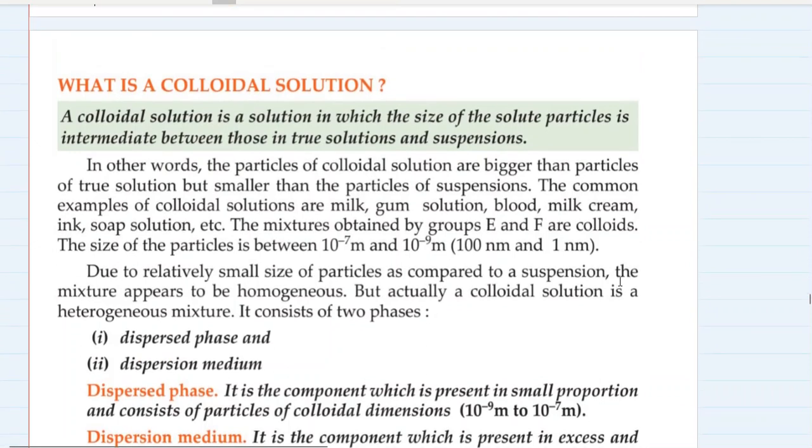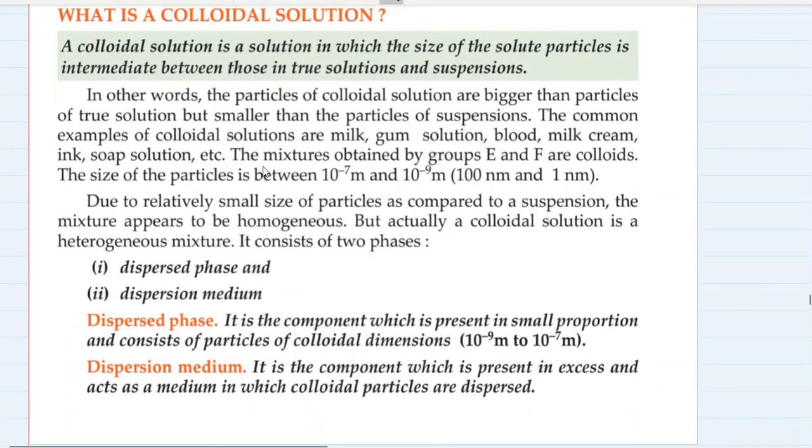Then comes colloidal solution. A colloidal solution is a solution in which the size of solute particles is intermediate between those in true solutions and suspensions. So the size of particles is smaller than 100 nanometer and greater than 1 nanometer, in between 100 nanometer and 1 nanometer, or 10 raised to minus 7 meter and 10 raised to minus 9 meter, in between that, right? The examples of colloidal solutions are milk, gum solution, blood, milk cream.